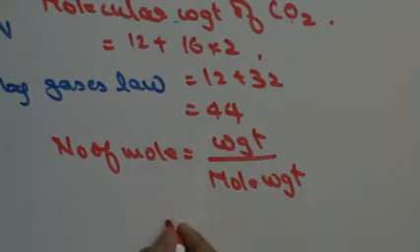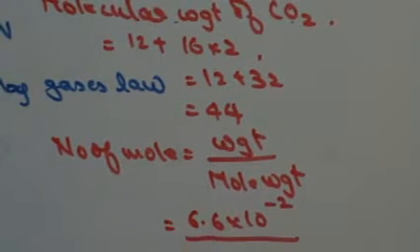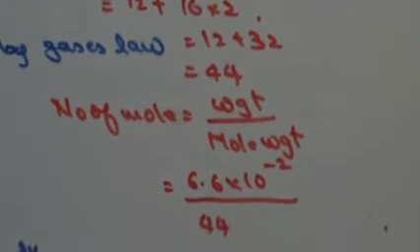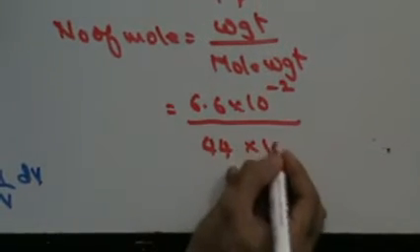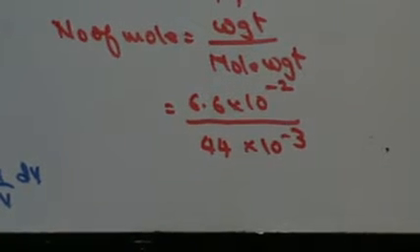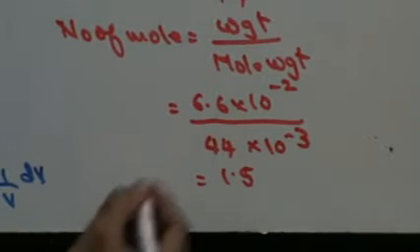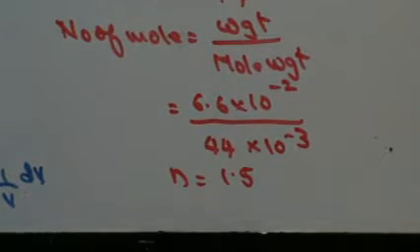Weight is given to you as 6.6 into 10 raised to minus 2. Molecular weight is 44 grams. To convert it into kilograms, you have to multiply by 10 raised to minus 3. When you solve this, you will get the answer as 1.5. So number of moles of gas that I am using is 1.5.